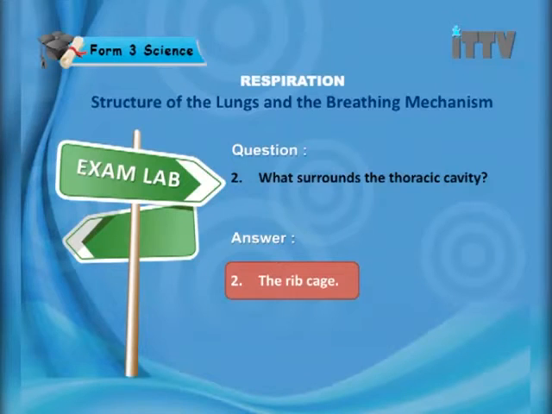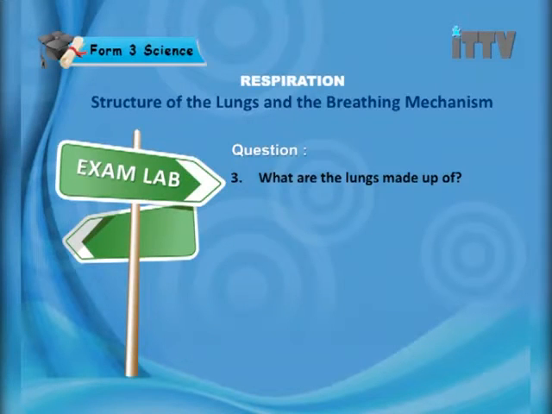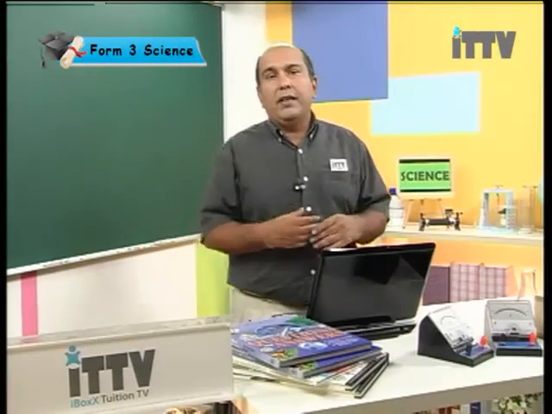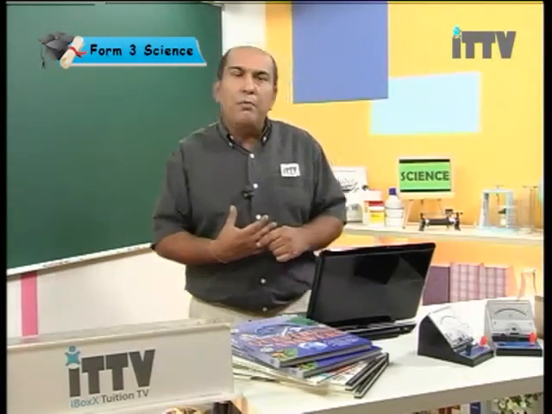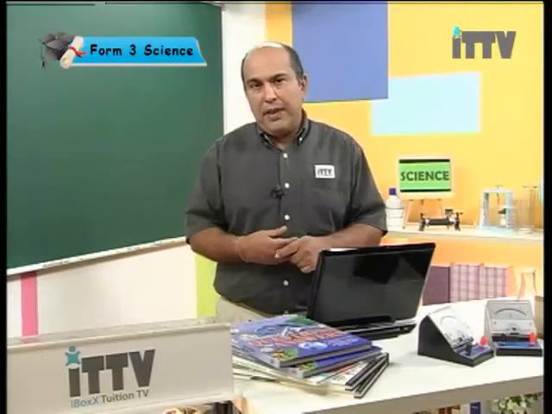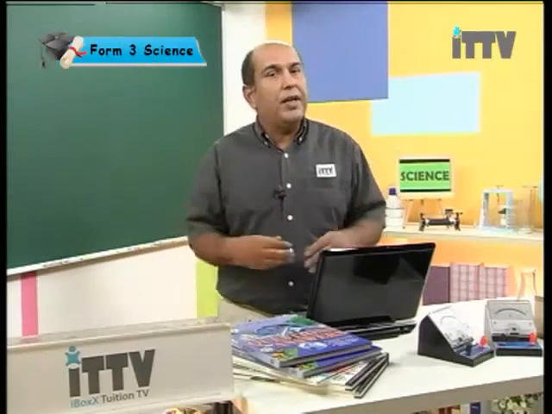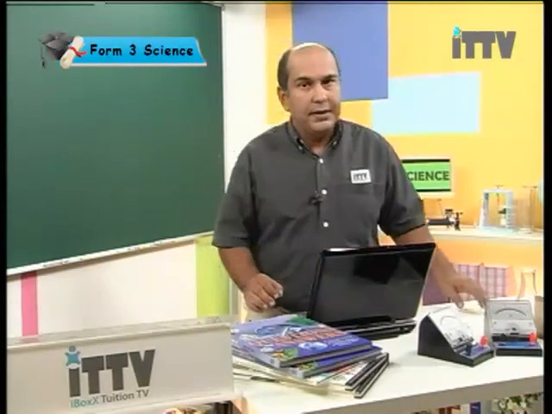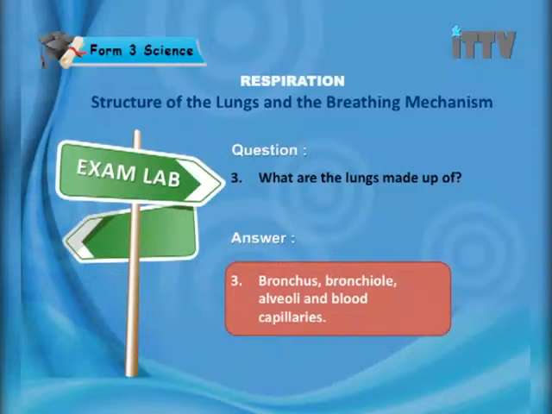Let's try one more question. What are the lungs made up of? So, think about it. The lungs are made up of 4 main things. Can you remember them? If you can remember 3, that's fantastic. Let's have a look at the answer. Bronchus, bronchiole, alveoli, and blood capillaries. So the lungs are made out of these 4 things.